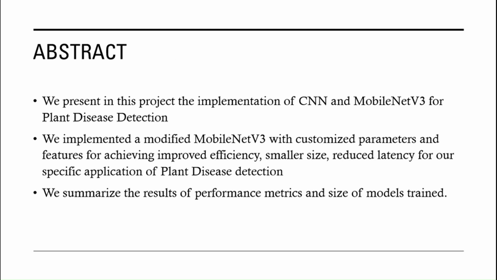So, what we did in this project is we implemented three models. Firstly, a simple CNN based model. Secondly, a pre-trained MobileNet V3 model. And lastly, we implemented a modified MobileNet V3 model with customized parameters and features for achieving improved efficiency, smaller size, and reduced latency for our specific application of plant disease detection. After that, we summarized the results of performance metrics and compared the size of the models trained.